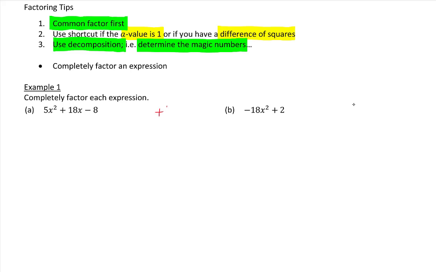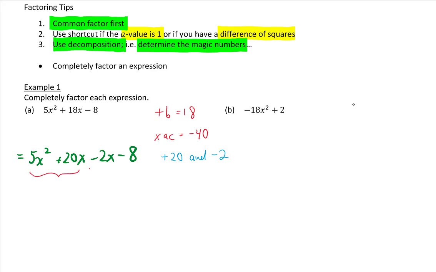We need two numbers that add up to 18 and multiply to give us negative 40. So two numbers that add up to 18 and multiply to give us negative 40 are positive 20 and negative 2. So let's rewrite our expression. We have 5x squared plus 20x minus 2x minus 8.